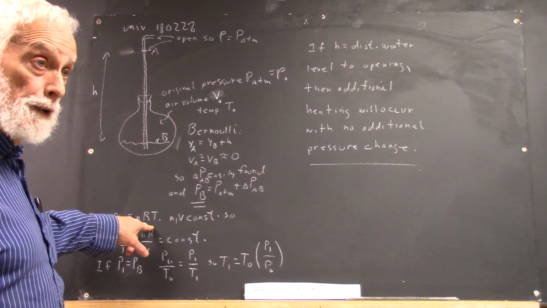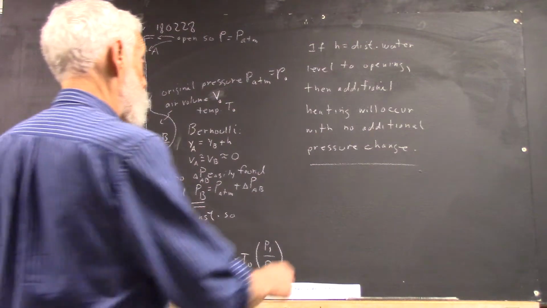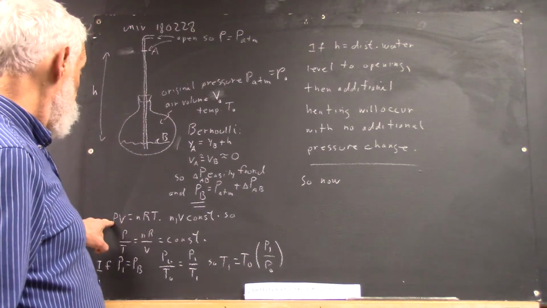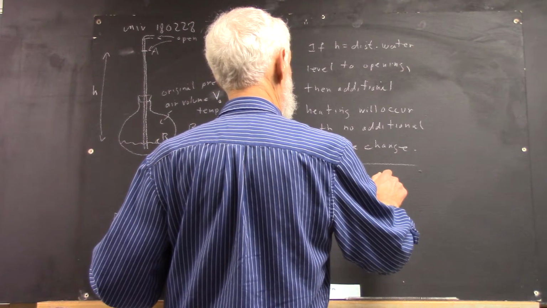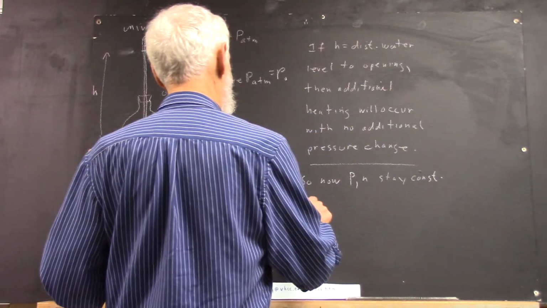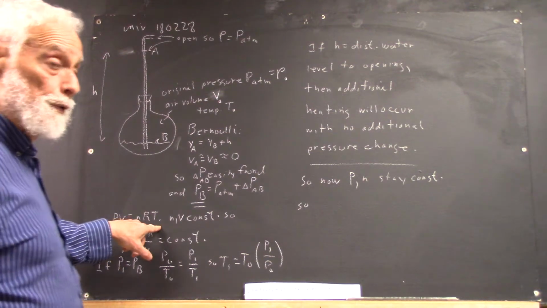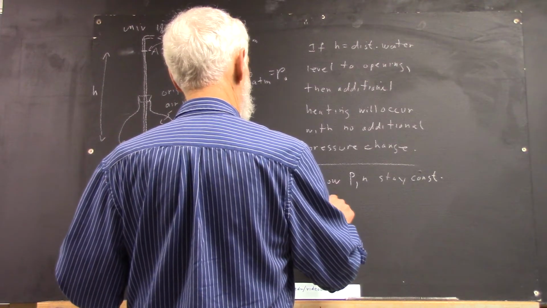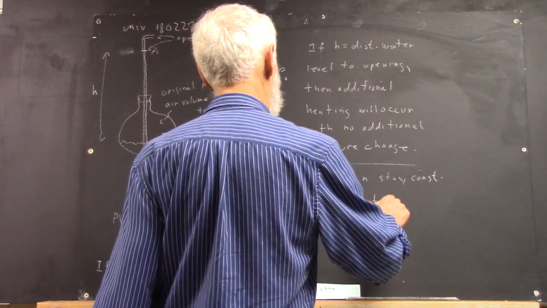PV equals nRT. You continue to heat it. Continue to change T. What's now staying constant? And the number of moles, right? Very good. Well, P and n stay constant, so that now the volume is proportional to temperature. So that volume over temperature is constant.